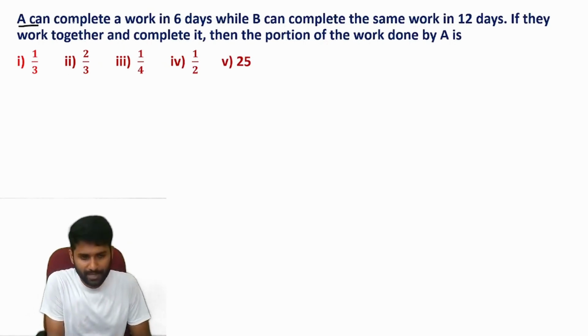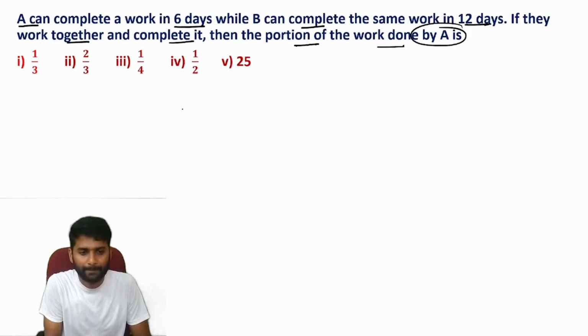Let's see this question. A can complete the work in 6 days, B takes 12 days. If they work together and complete it, what is the portion of work done by A? So A completes in 6 days, B completes in 12 days. Total work is 12 units. A's efficiency, guys. What is A's efficiency? 2 units. B's efficiency, 1 unit.